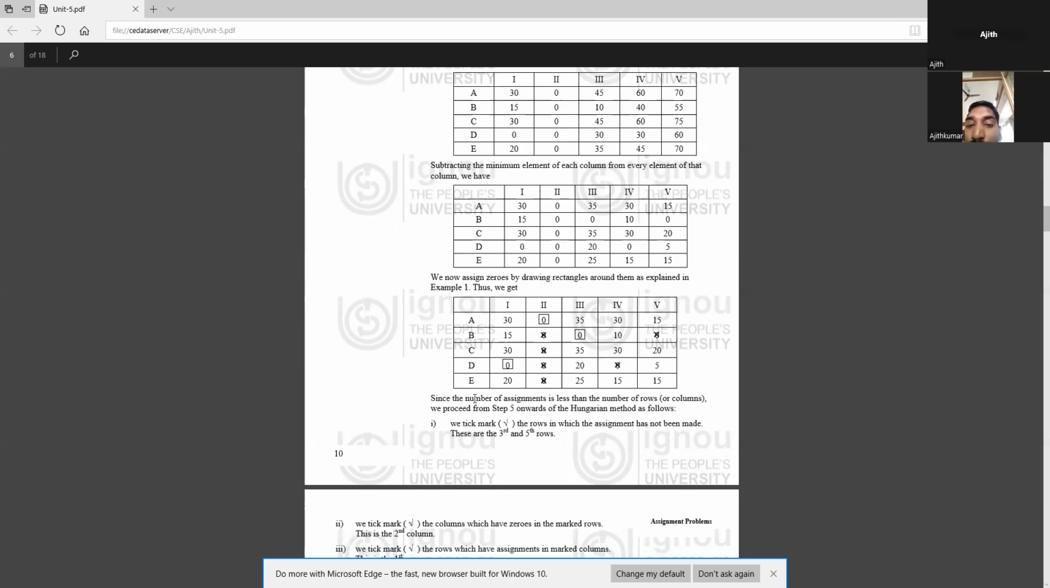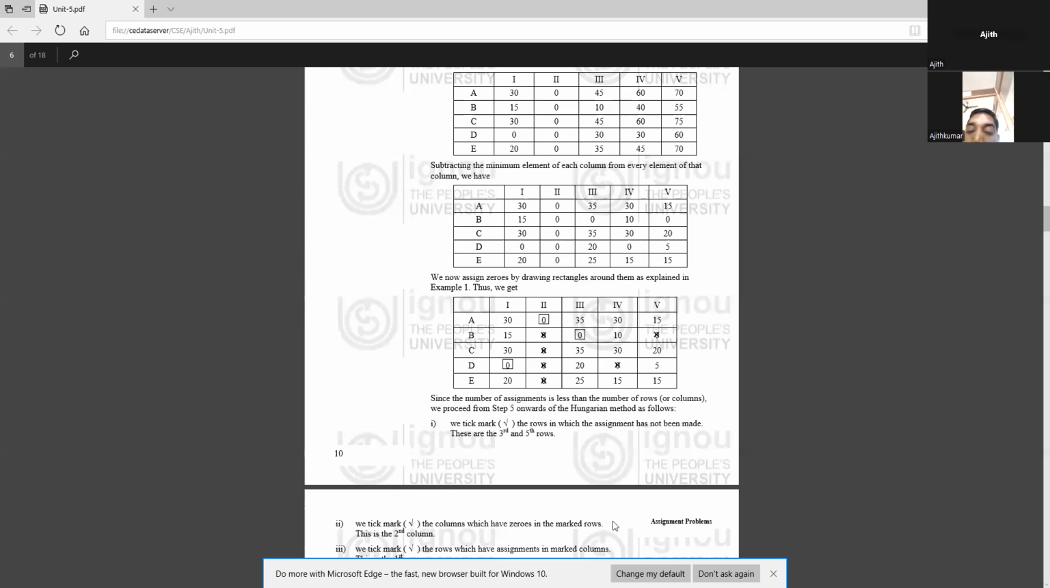And column wise we have to check. In B1 having only 1 zero, so mark it. And in the corresponding row, any zeros we strike out. And the second column we have already selected. Third column also has 1 zero, strike out the remaining zeros column wise. And the fourth column we have no zeros, and the fifth column also has no zeros.